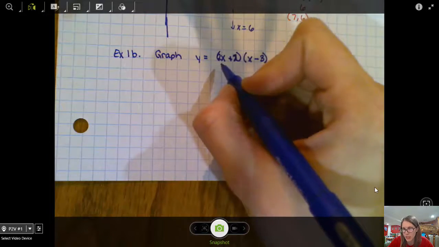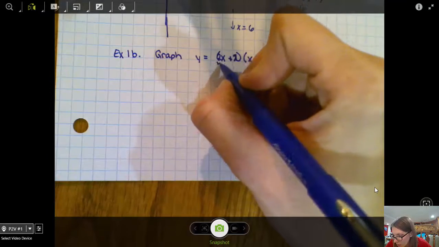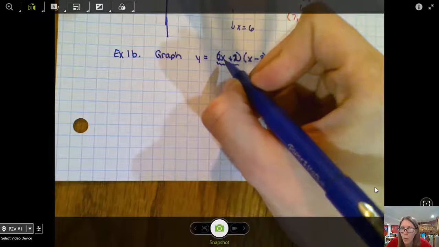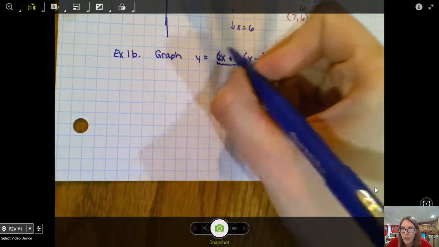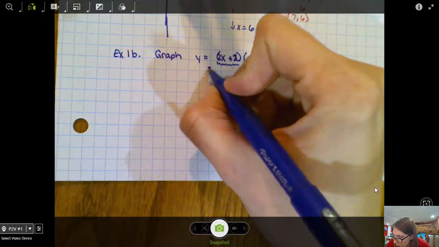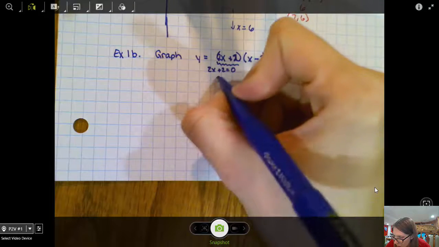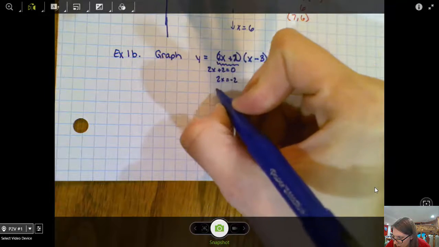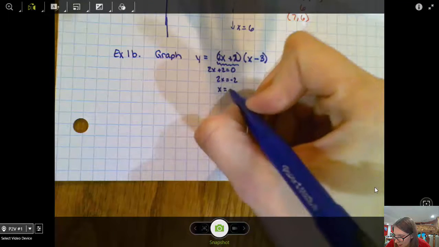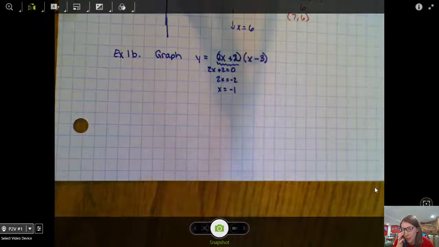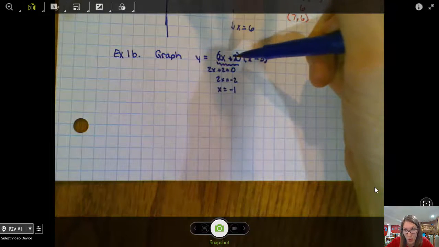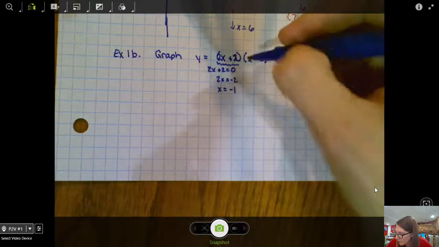So in a situation like this, it's really important that you take the time to figure out when this whole factor equals 0. So I really want to find, when does 2x plus 2 equal 0? I'd subtract 2 from both sides, divide both sides by 2, x equals negative 1. So really negative 1 is my x-intercept, not the 2 that it looks like it might have been.